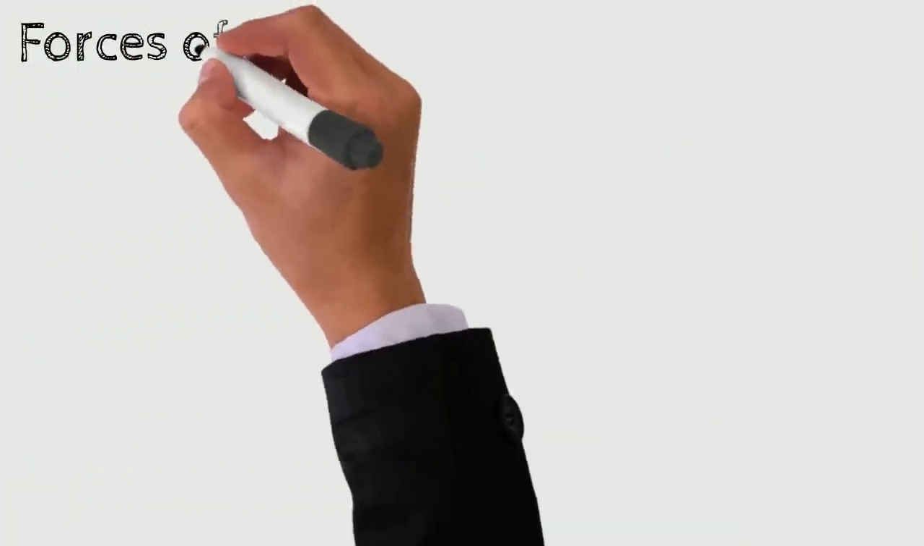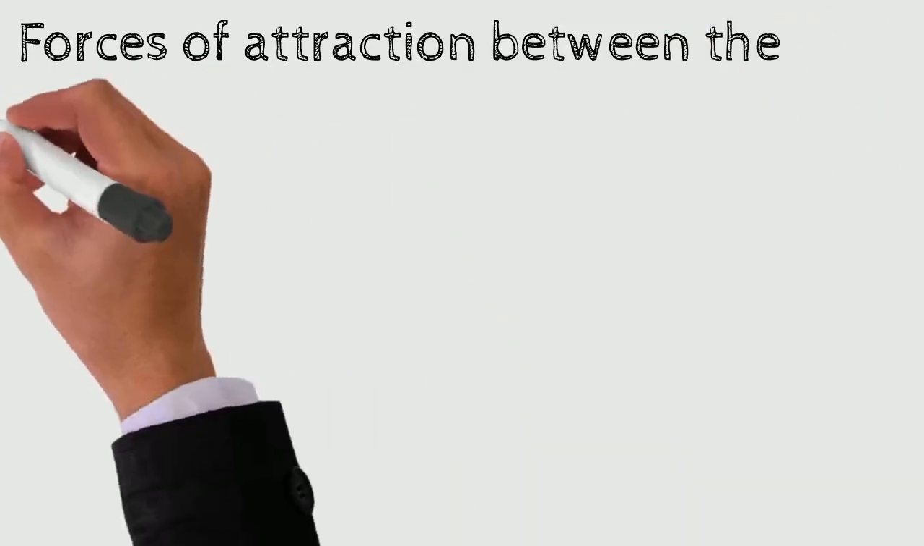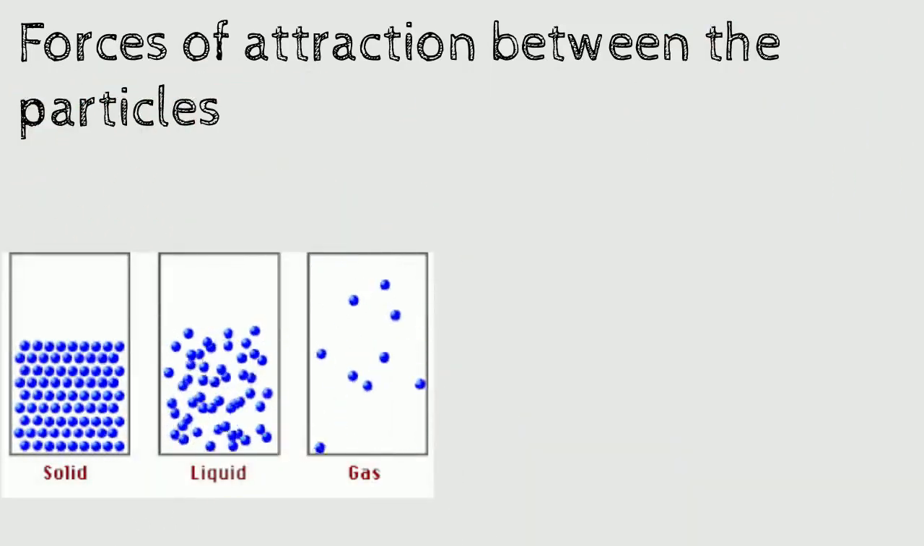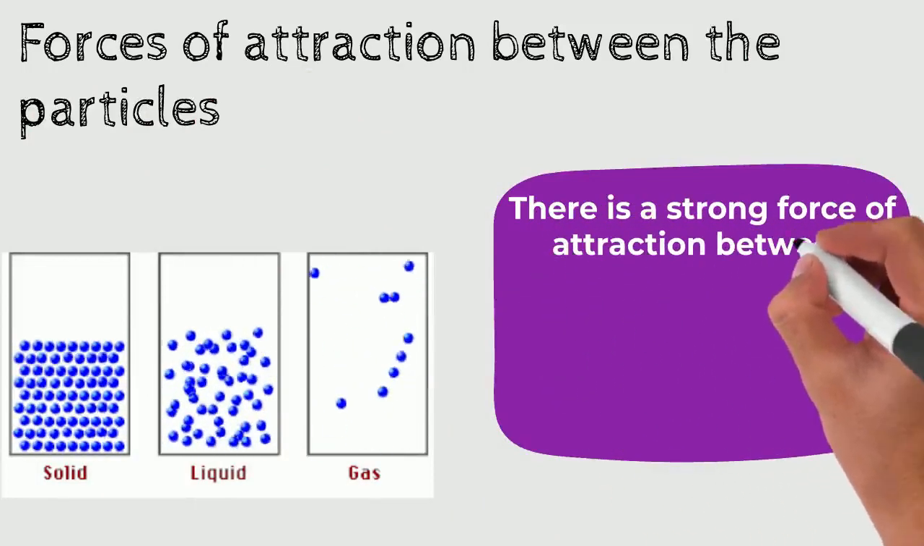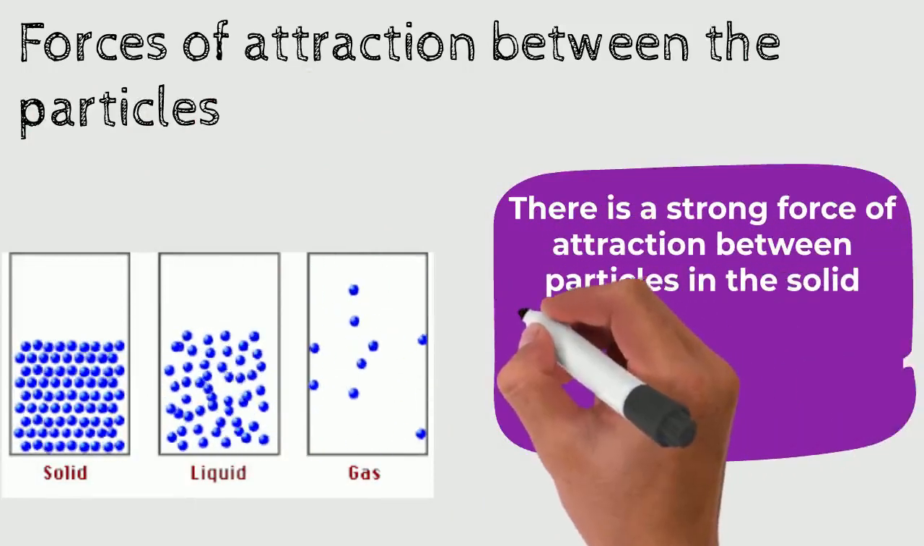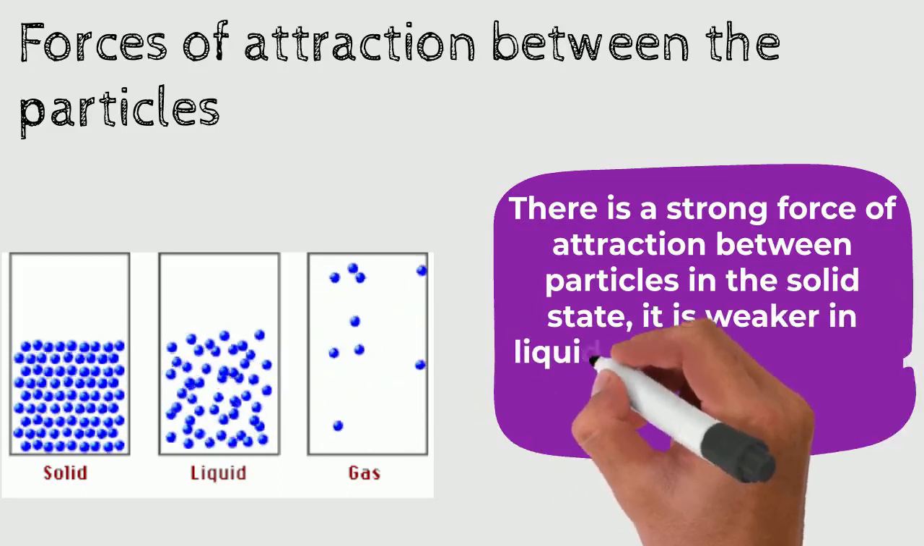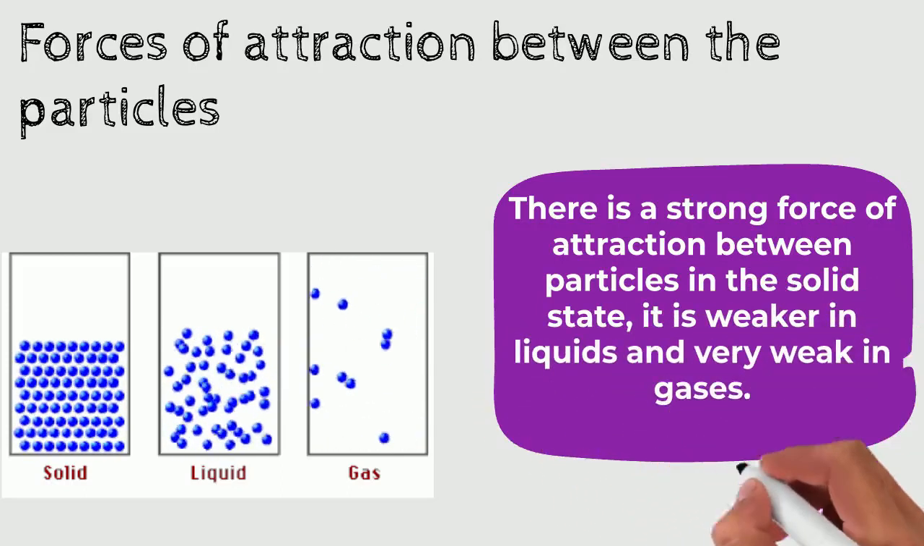How can the forces of attraction between the particles be used to differentiate between the three states of matter? There is a strong force of attraction between the particles in the solid state. It is weaker in liquids and very weak in gases.